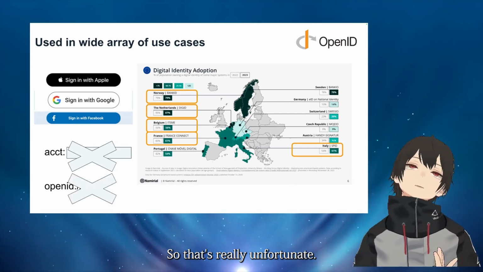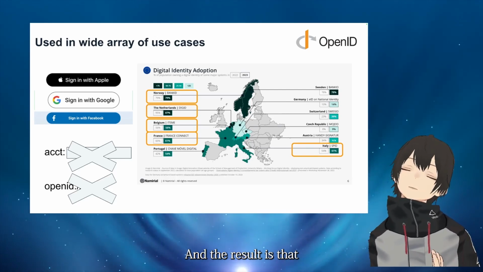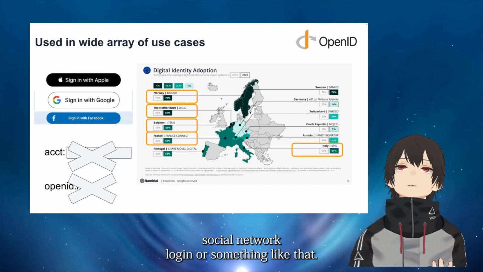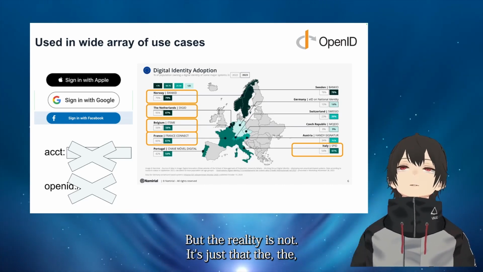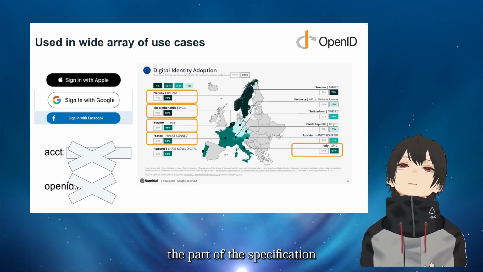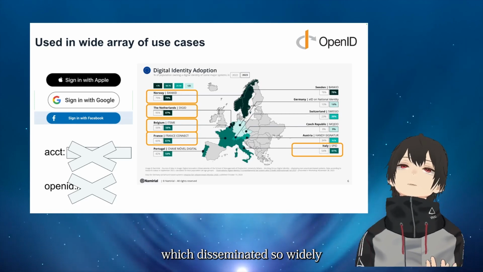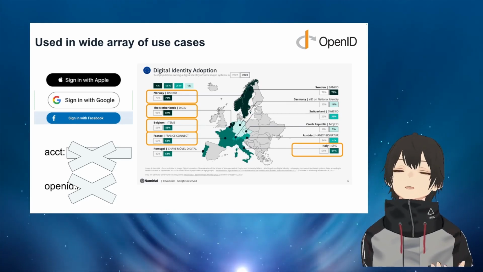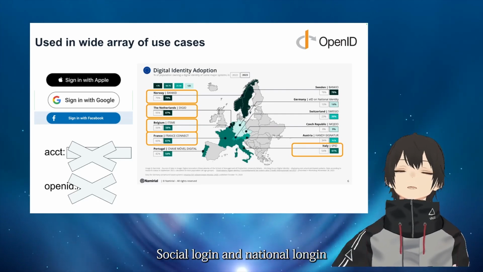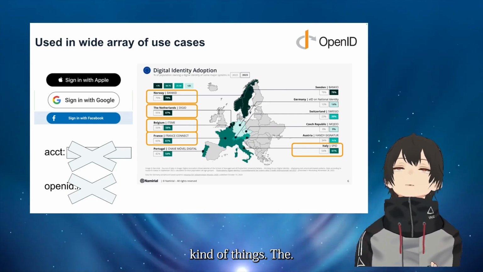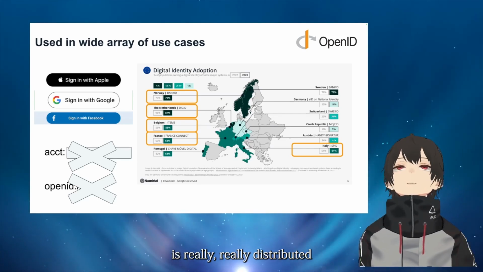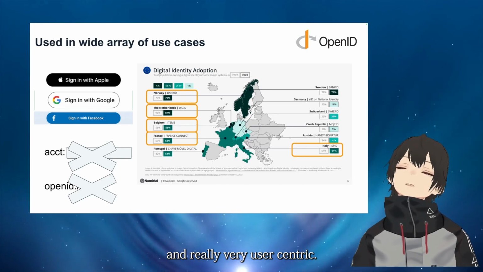So that's really unfortunate. And the result is that OpenID Connect is being called social network login or something like that, but the reality isn't. It's just that the part of the specification which disseminated so widely was the social login and national login kind of things. The philosophy behind it is really, really distributed and really, really user-centric.